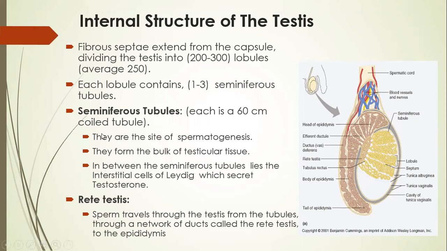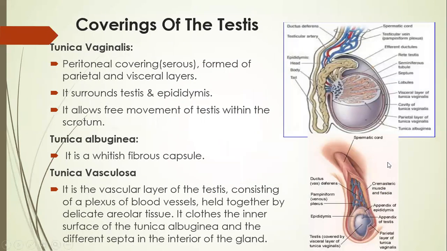Each is almost a 60 centimeter coiled tube. They are the sites for spermatogenesis. This is the site where spermatogenesis will be taking place. And they form the bulk of the testicular tissue. As you can see here, all the lobules are filled with these seminiferous tubules and they form the bulk. Here you can also see a huge quantity of coiled tubes. These are called the seminiferous tubules.